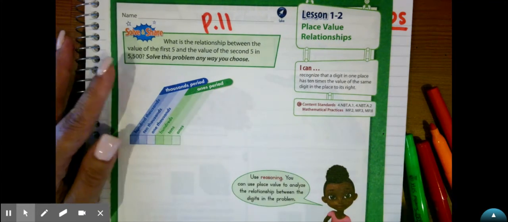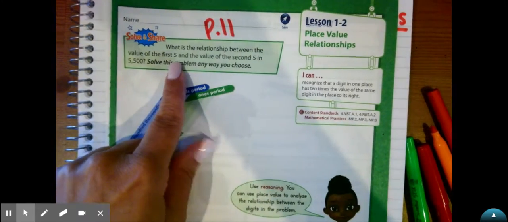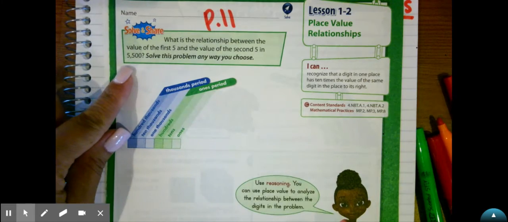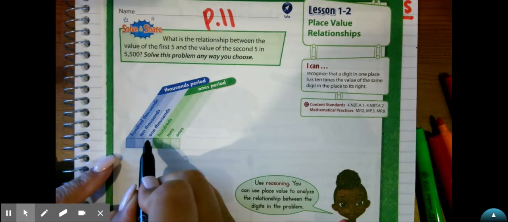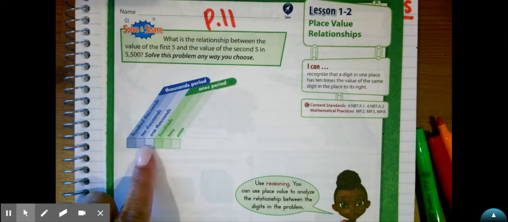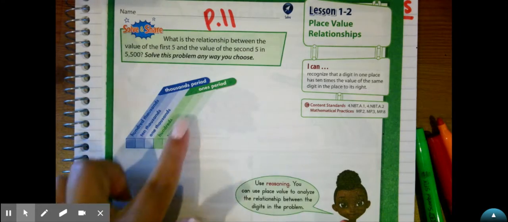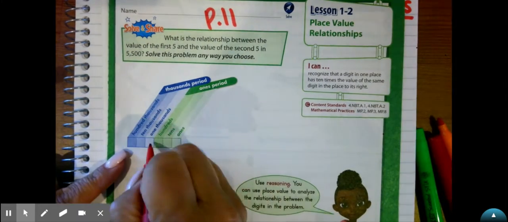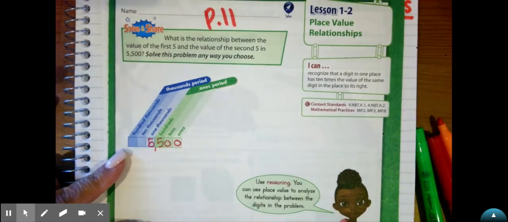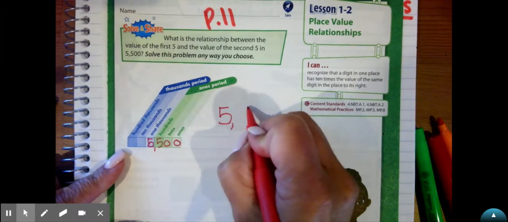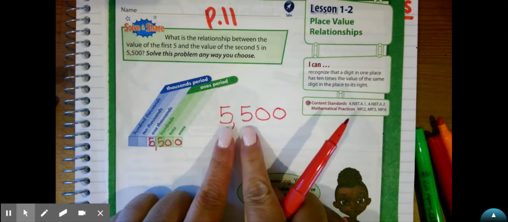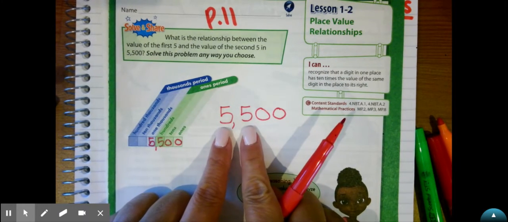What is the relationship between the value of the first 5 and the value of the second 5 in this number? 5,500. So if we wanted to, we could actually write it in. They give us a nice place value chart. They separate the little periods for us. I love it. So I have 5,000, 500. So if I want to write, I'm going to write it a little bit bigger, 5,500. And they want to know, what is the relationship between these two fives?